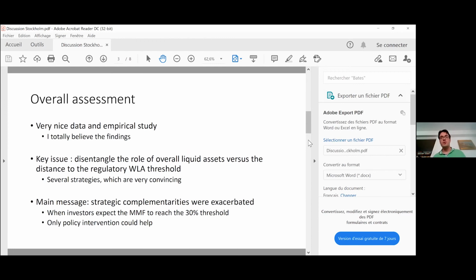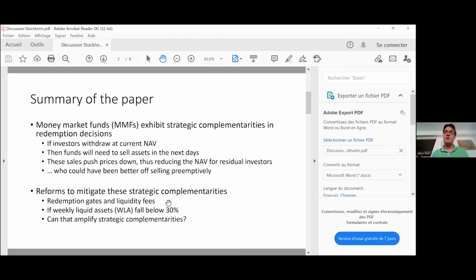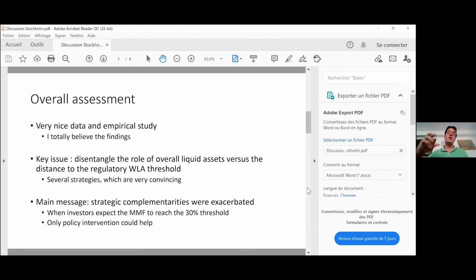Of course, the key issue empirically is an identification issue, which is that if you work around this threshold of 30% of weekly liquid assets, you may think, well, perhaps this threshold actually correlates with the overall liquidity of the fund. And so that may be a different variable that is driving the result. But actually, the paper does a very nice job at ruling out this story. So again, I'm not going to take the discussion from there.